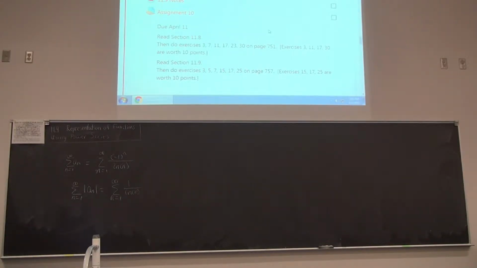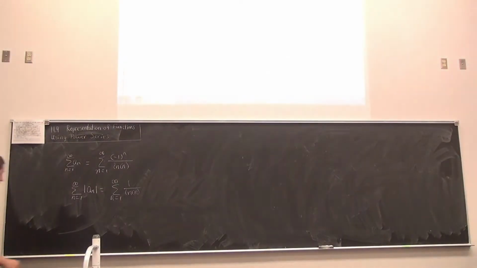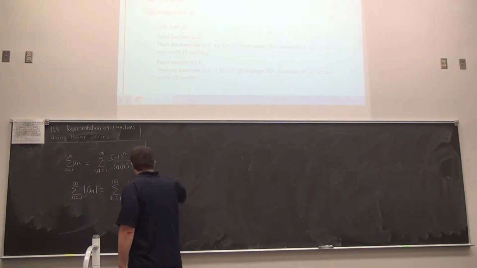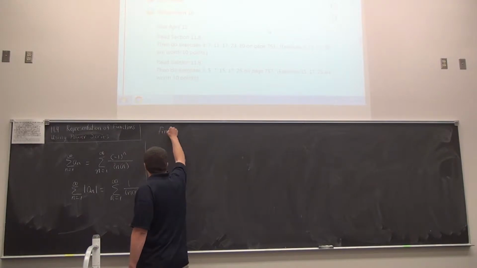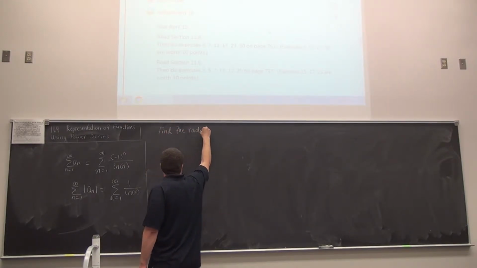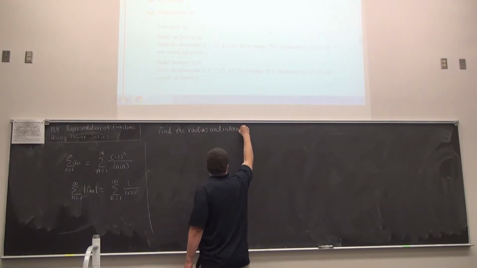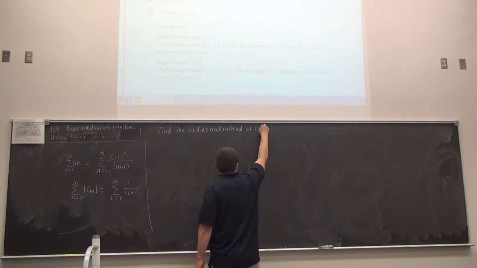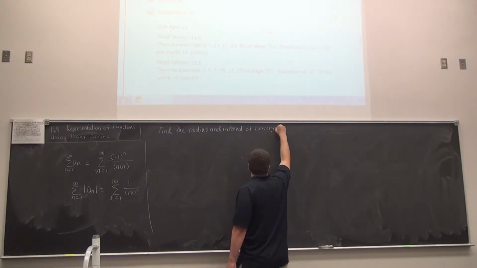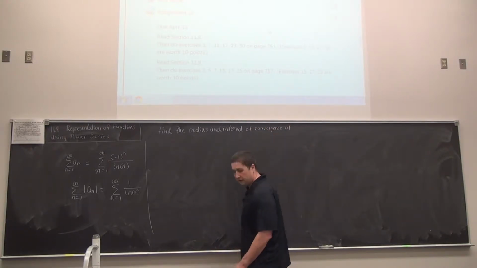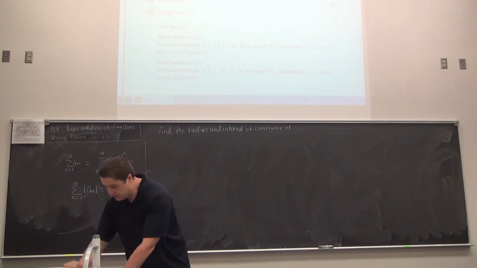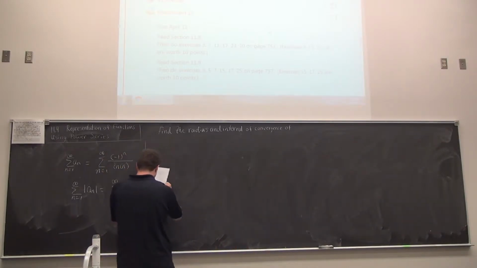Okay, so first, let's find the radius and interval of convergence of a new series. Instructions will say just that, find the radius and interval of convergence of, and we'll start with a power series that goes about like this.